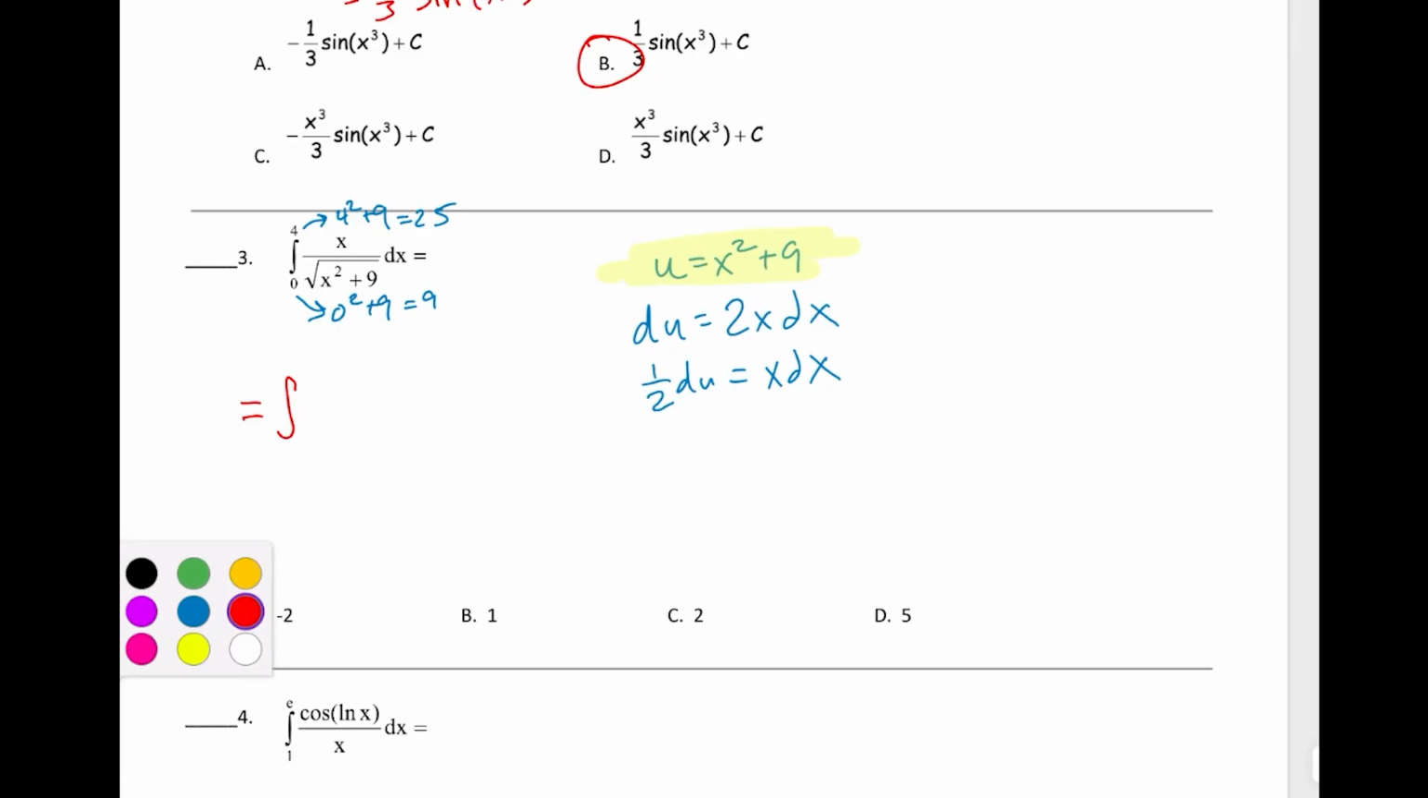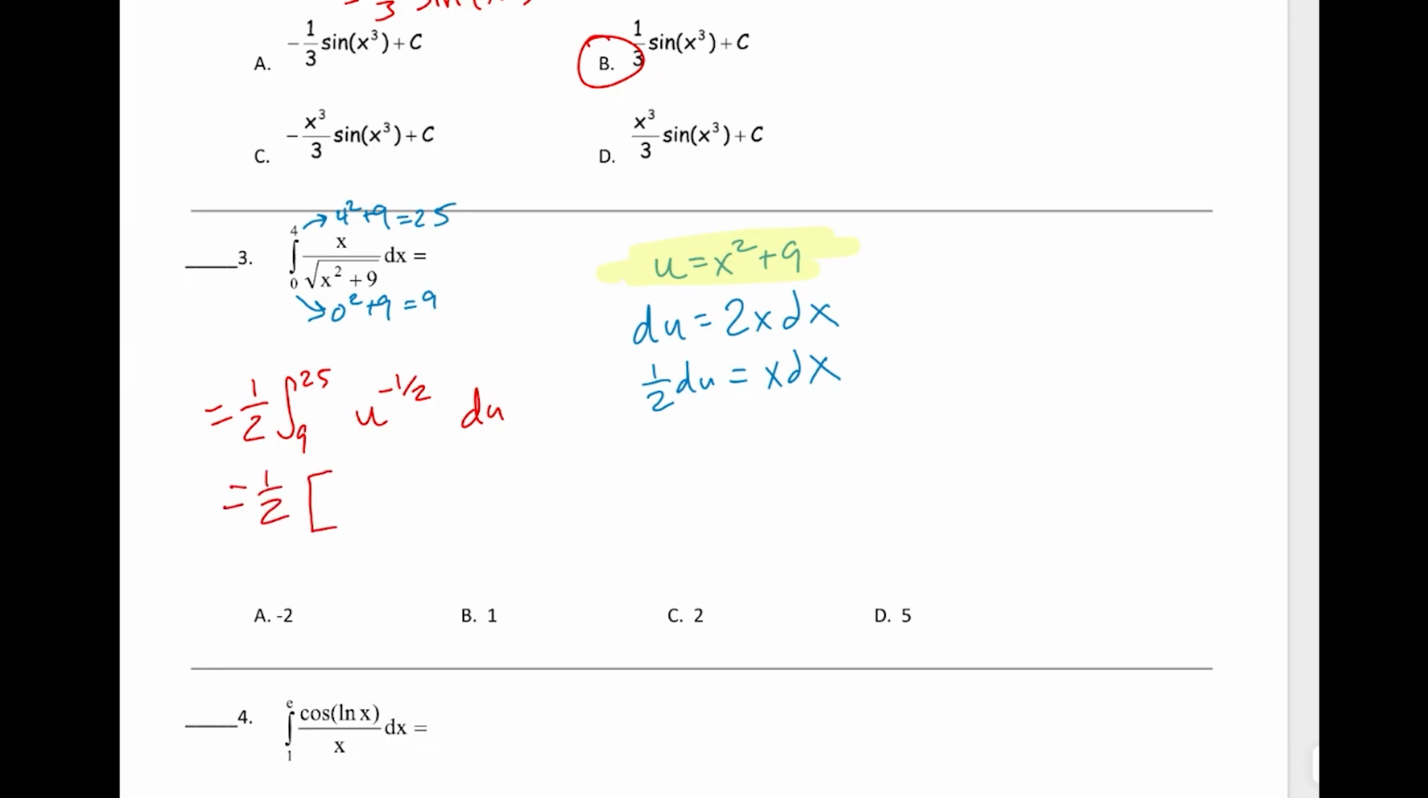We want the integral from now 9 to 25 of 1/2. So let me throw in the 1/2 there, coming from that 1/2 du. And we have 1 over the square root of u. So that'll be u to the negative 1/2 power. And so now we need to find the family of antiderivatives and plug in 25 and plug in 9.